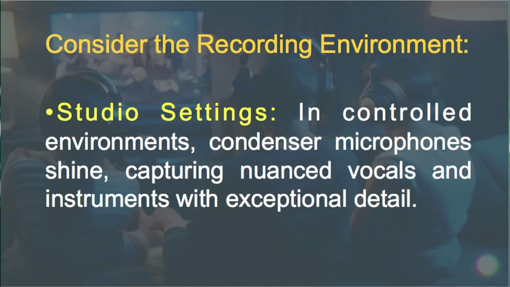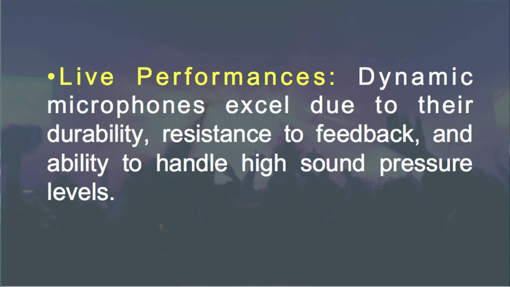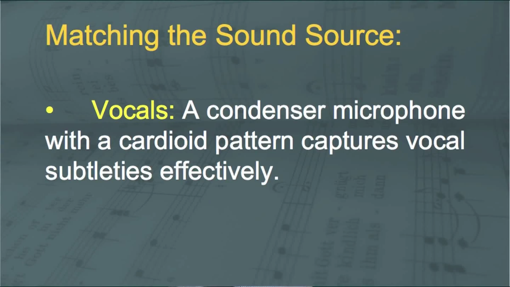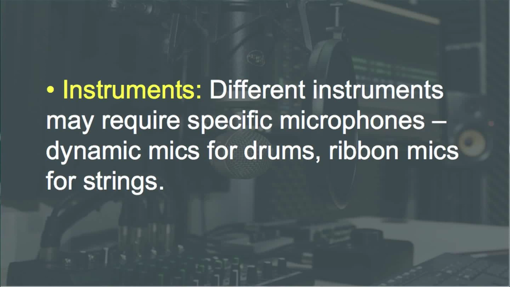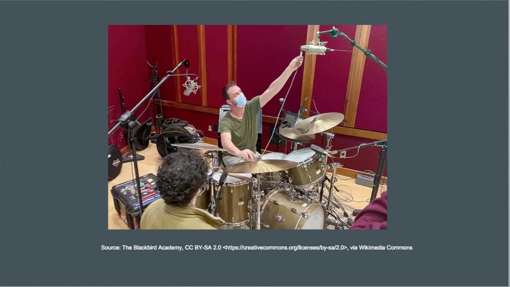Consider the recording environment. Studio settings: in a controlled environment, condenser microphones capture nuanced vocals and instruments with exceptional detail. Live performance: dynamic microphones excel due to their durability, resistance to feedback, and ability to handle high sound pressure levels. For vocals, a condenser microphone with a cardioid pattern captures vocals very effectively. For instruments, different instruments may require specific microphones: dynamic mics for drums, ribbon mics for strings.